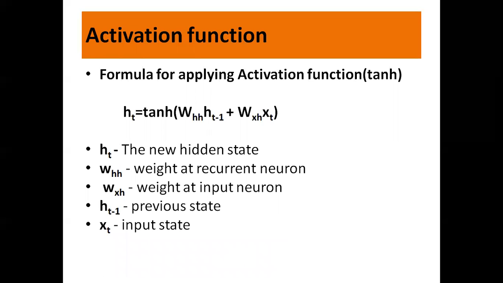The activation function applied is the tangent hyperbolic function. We also call it tanh. So this is the new hidden state, the activation function tanh, then you have the weight at the recurrent neuron, applied to the previous state h t minus 1, and this is the weight at the input neuron, applied to the input state. The activation function is applied to this, which ultimately gives you the new hidden state.